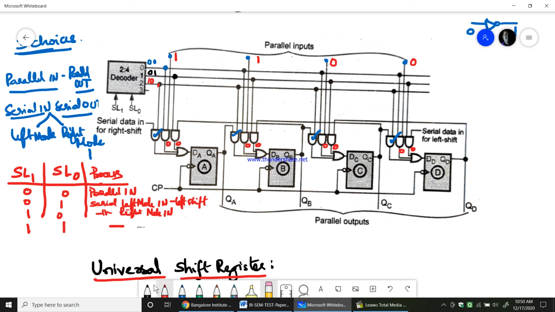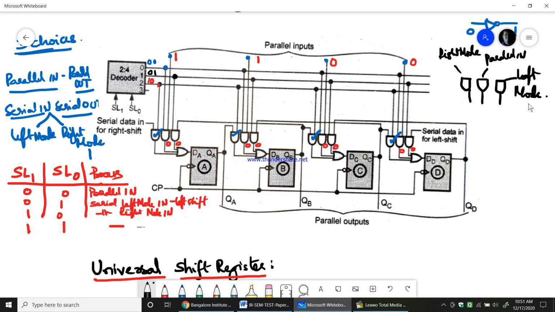Therefore, activating this gate will do right shift operation. So if you see these 3 AND gates, whatever I have written here for each flip-flop, the first AND gate does right mode, the middle one is for parallel in, whereas the third one is for left mode. Now to take the parallel out, connect QA, QB, QC, QD directly to the output ports, that gives you parallel out.